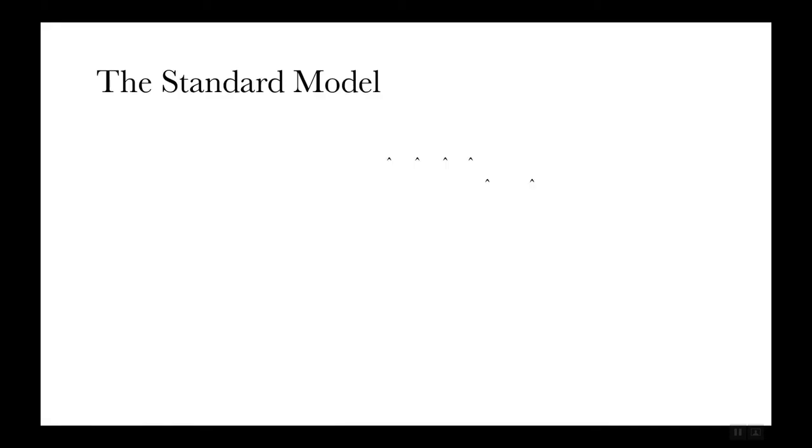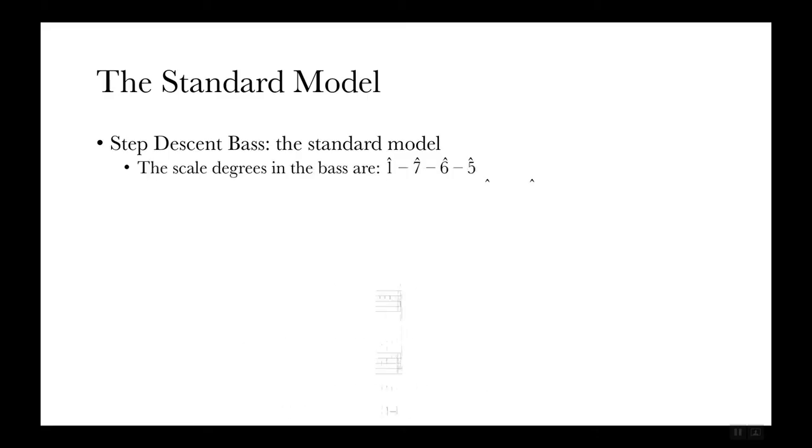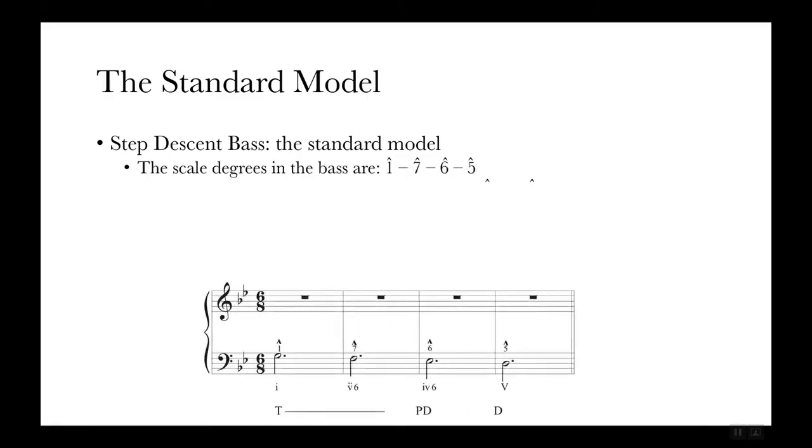So let's look at the standard model a little bit more closely. Step descent bass, the standard model. Do you guys remember the chords? 1, say it with me, minor 5-6, minor 4-6, and major 5. So the scale degrees in the bass we know are 1, 7, 6, and 5. This is almost always happening in a minor key, so note that those are natural minor scale degrees. The 7th and the 6th are not raised.